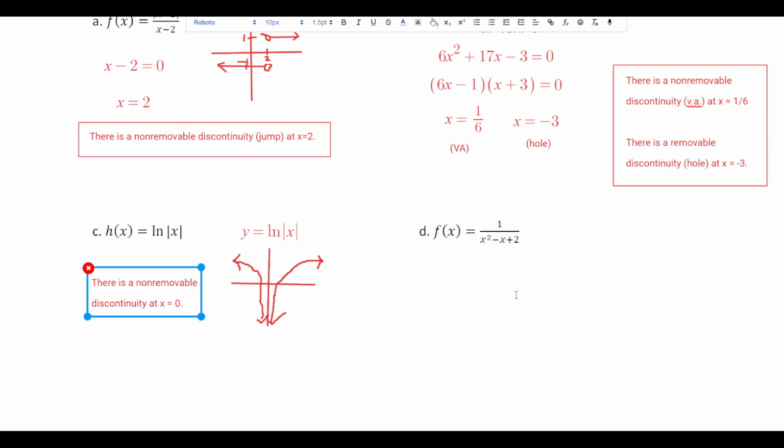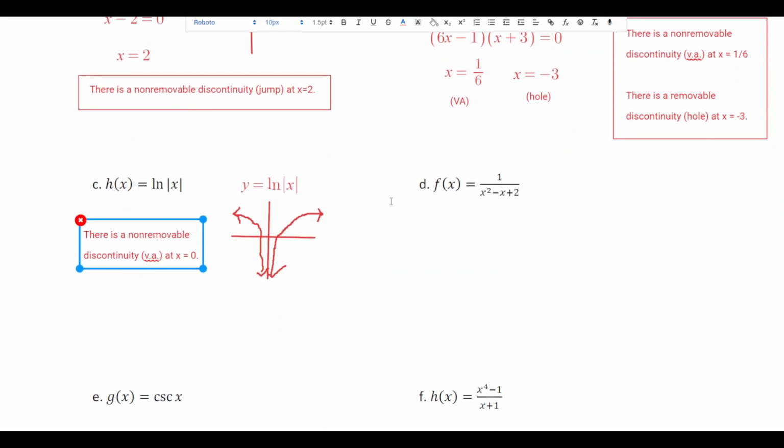And this particular non-removable discontinuity, pretty much all of these are going to be either jumps, like we saw in part A, or a vertical asymptote, like we saw in part B. This particular one's a vertical asymptote.